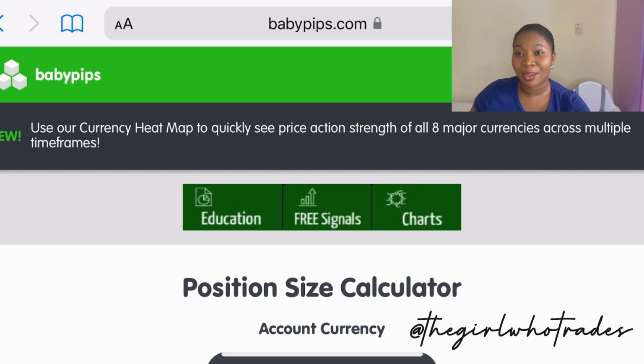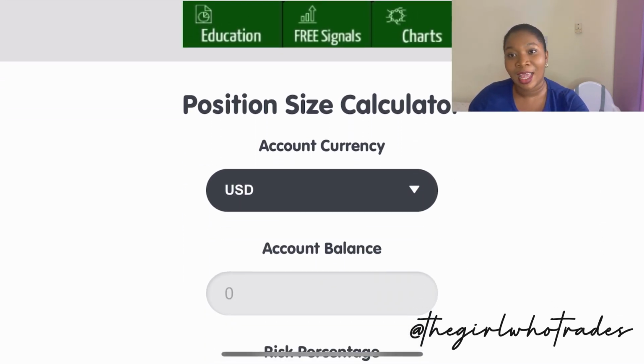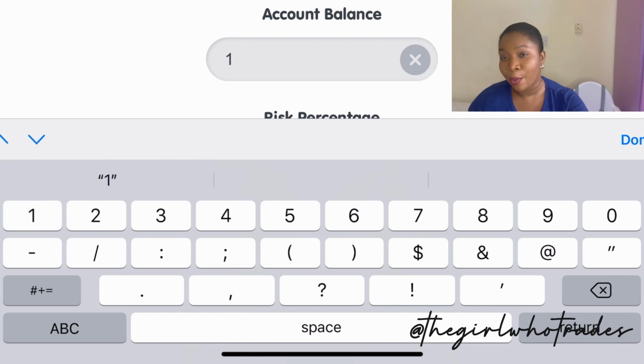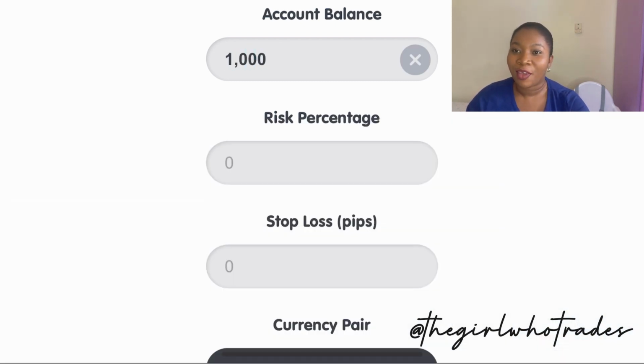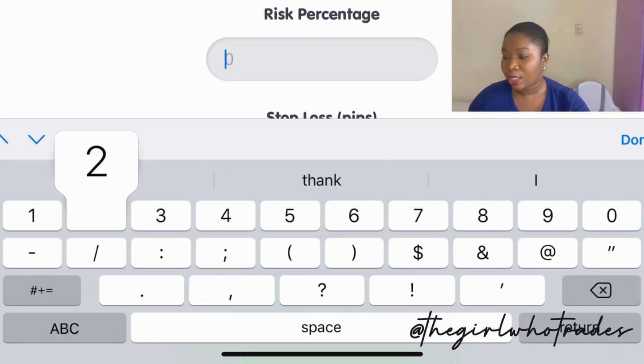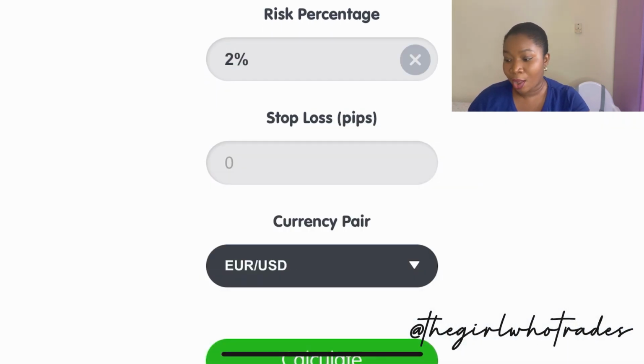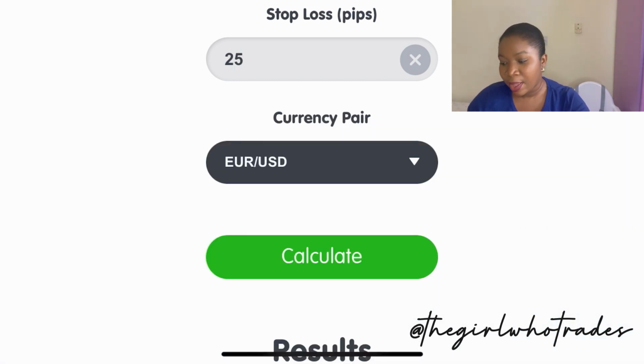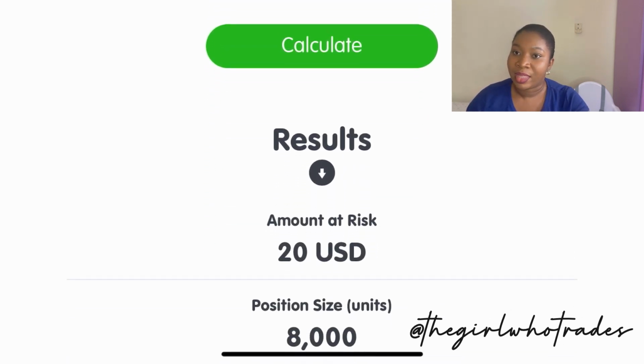What the position size calculator will allow you to do is that you can choose your account currency. In this instance, you're using the US dollar, and then you can put in how much your account balance is. I want to use $1,000 as an example. So if you're trading a $1,000 account, let's say we are risking 2% of our account, so that's the risk percentage, 2%, and then our stop loss. So depending on your setup and the stop loss that you have predetermined, let's use a stop loss of 25 pips. Now you choose the currency pair that you are actually trading. So in this case, let's use the EUR/USD as the currency pair.